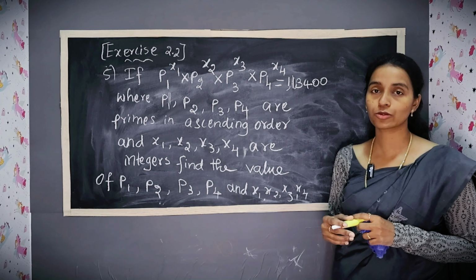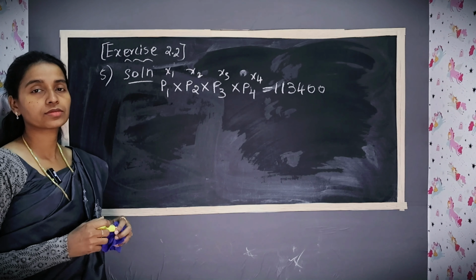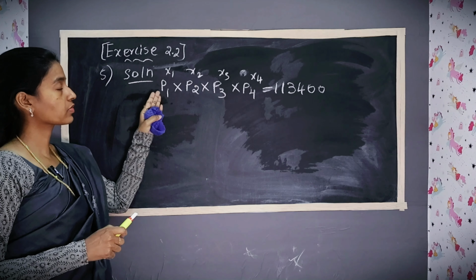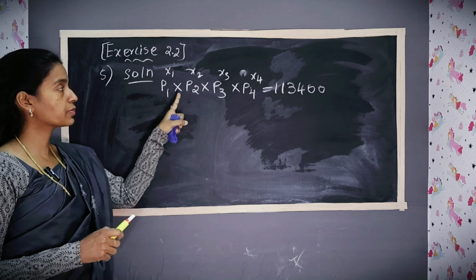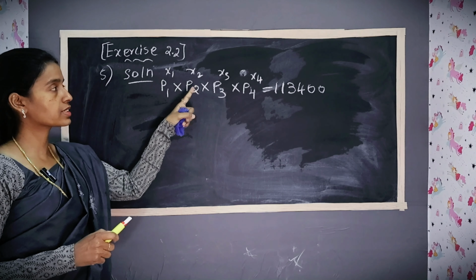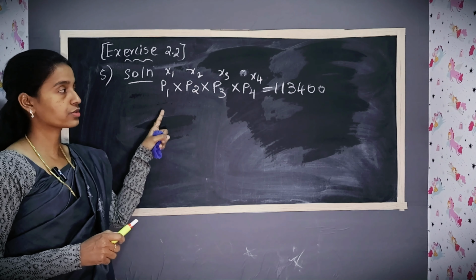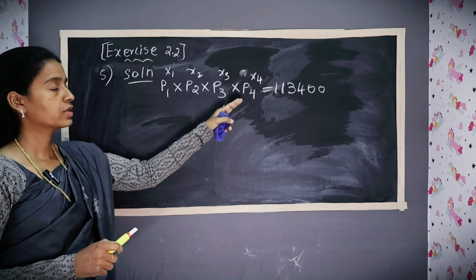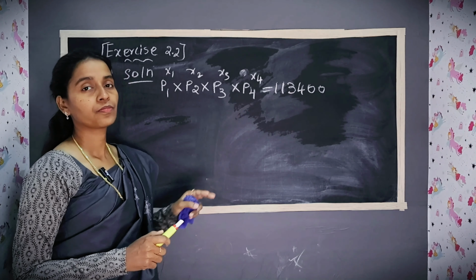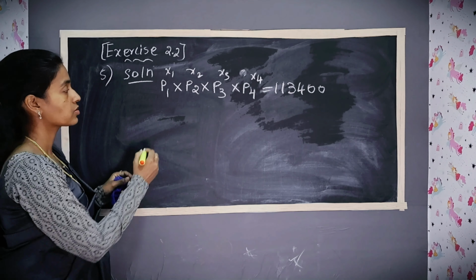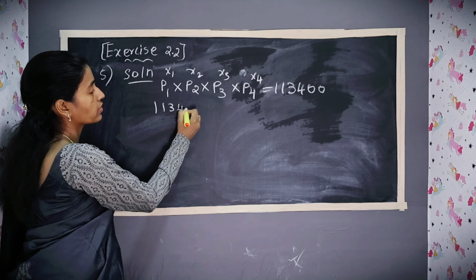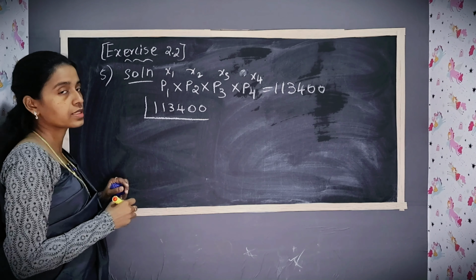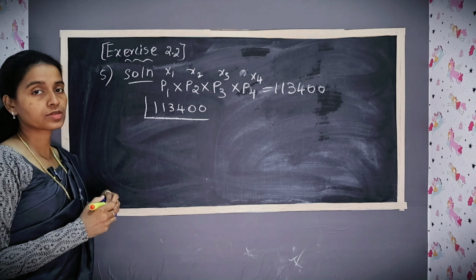Now we can see the solution. For the solution, I have written the given information, what is given in the question. Now we have to find out the value of P1, P2, P3, P4 and x1, x2, x3, x4 that has been asked in the question. I'm going to find out the factors of 1,13,400 using L method. I have to take the smallest numbers.